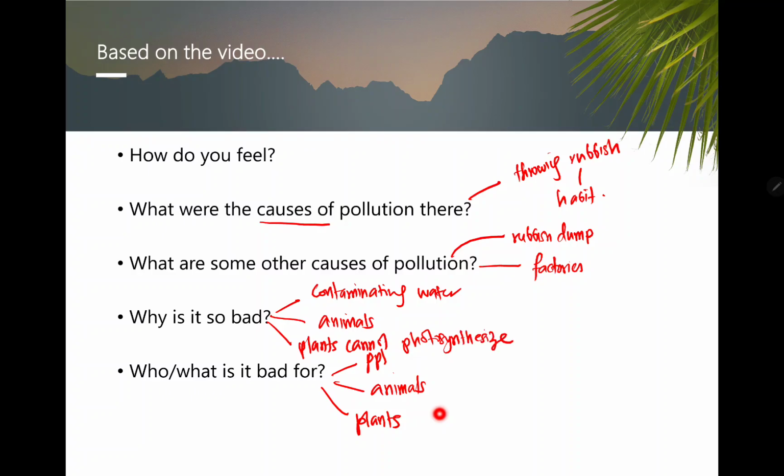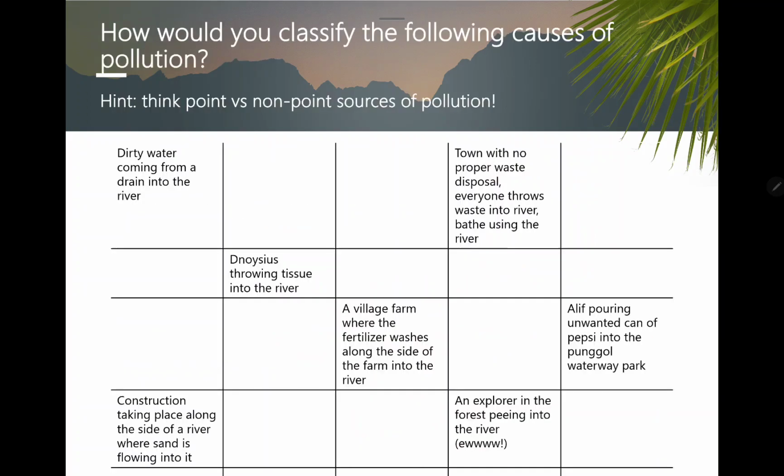So these are some of the things that happen just from the short video that you can see in the context of Indonesia. Of course, the next part that we're going to talk about is to see, right, if you see all these different types of sources of pollution: dirty water coming from a drain, deniers throwing tissue into the river, a town with no proper waste disposal, everybody throwing waste into the river and then they bathe using the river also, the village farm where the fertilizer washes along the side of the river from the farm into the river, construction taking place along the side of a river, an explorer in the forest peeing into the river, or Alif pouring a can of Pepsi into the Punggol waterway park. Didn't actually happen, but examples.